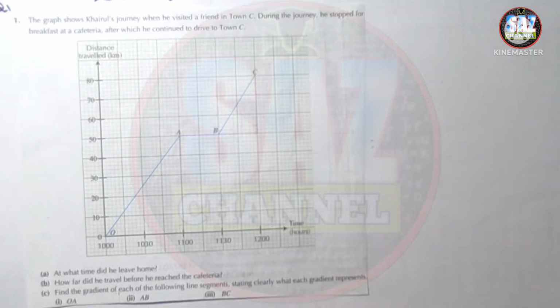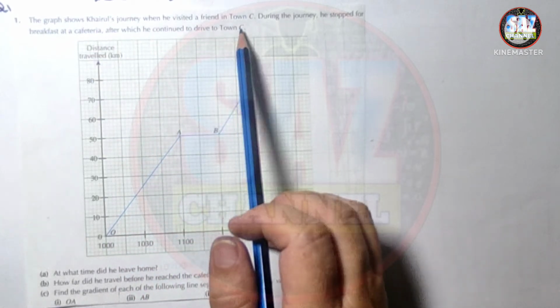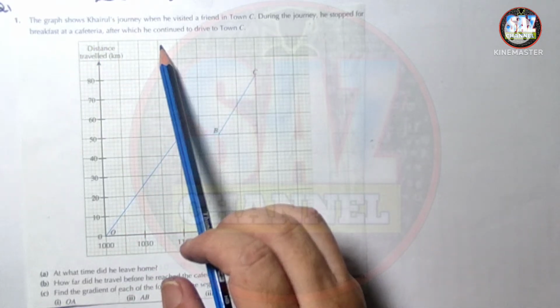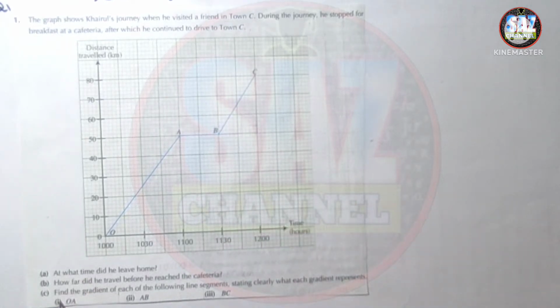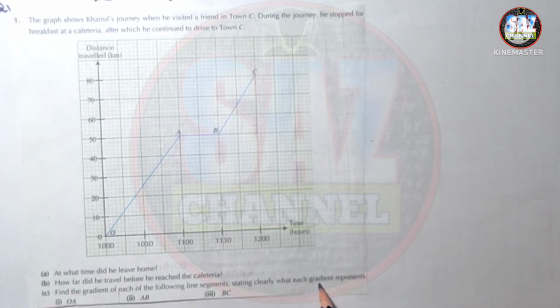Question 1 says, the graph shows Khairul's journey when he visited a friend in town C. During the journey, he stopped for breakfast at the cafeteria, after which he continued to drive to town C. The questions that we need to answer are: at what time did he leave home? How far did he travel before he reached the cafeteria? And find the gradient of each of the following line segments, stating clearly what each gradient represents. Let's try to understand the question.